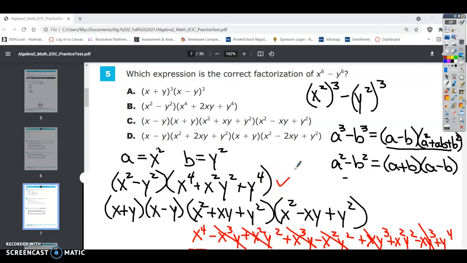All right, so that one's a little bit lengthy and there's several formulas that you have to know to be able to get that one correct. But if you do the difference of cubes and then you know the difference of squares, then you're going to get letter C for number 5. So number 5, the answer is C.